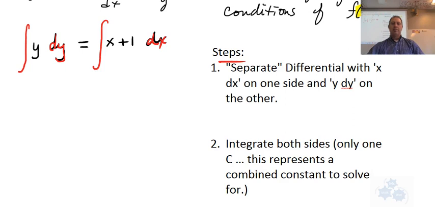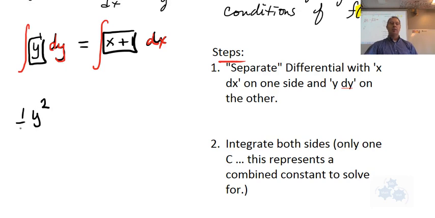So step 2: integrate both sides. And I'm going to talk about the c as well. If we integrate both sides, we simply find the antiderivative of whatever this function is. So what is this going to be? This is y to the 1 right now. How do I find the antiderivative of that? Add 1 to the exponent and divide by the new exponent, so it's 1/2 y squared. Does that make sense? If you take the derivative of that, you end up with just y. All right, that's good.